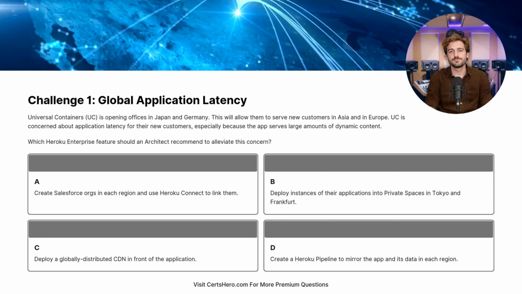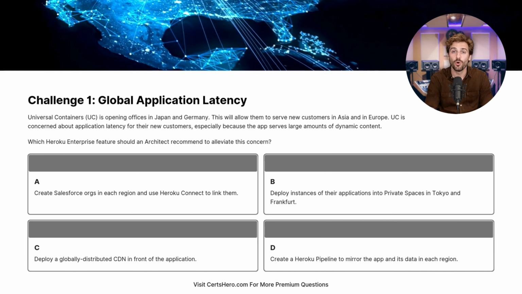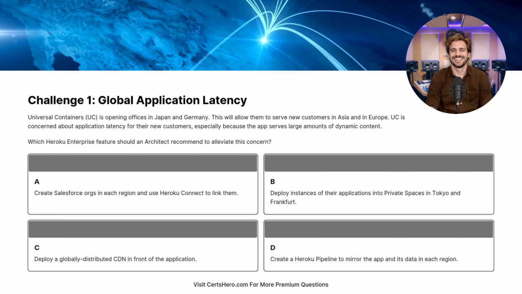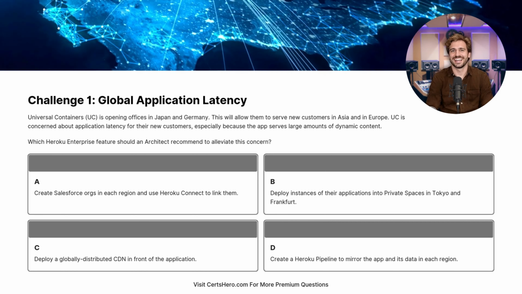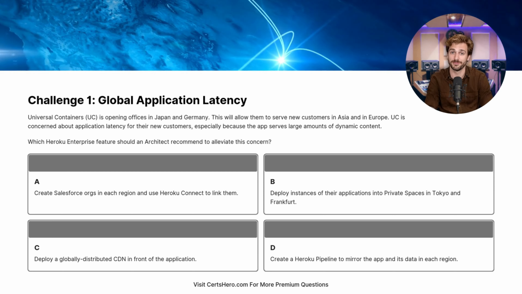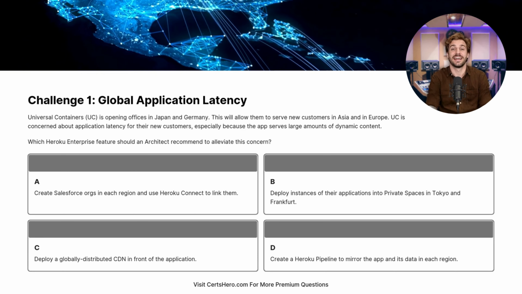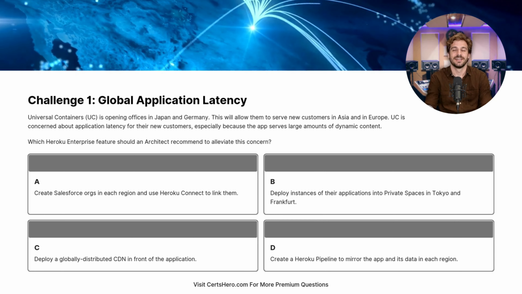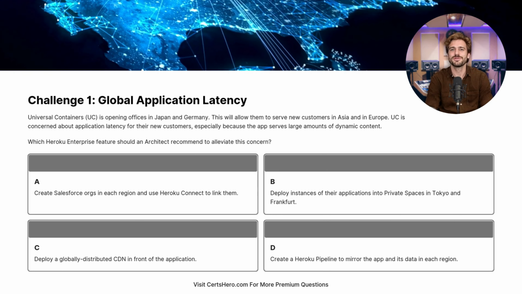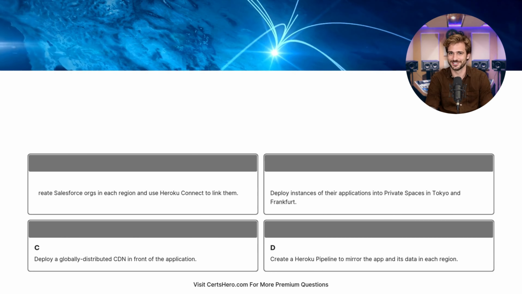A. Create Salesforce orgs in each region and use Heroku Connect to link them. B. Deploy instances of their applications into private spaces in Tokyo and Frankfurt. C. Deploy a globally distributed CDN in front of the application. D. Create a Heroku pipeline to mirror the app and its data in each region.